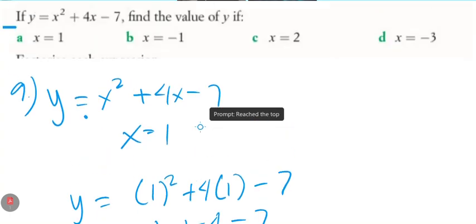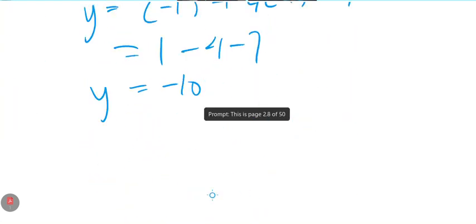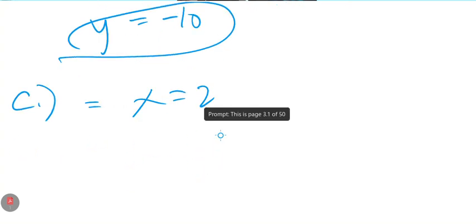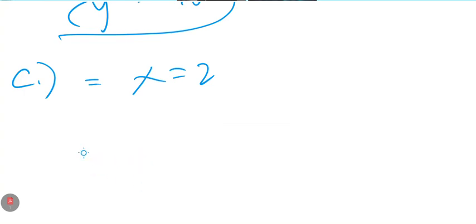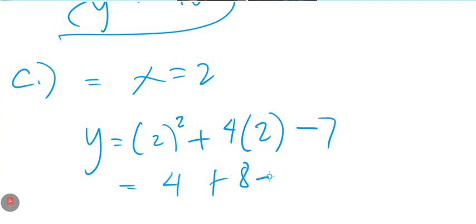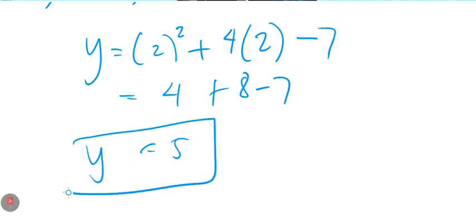Now, moving on to c, we have x equals 2. So we have y equals 2 squared plus 4 times 2 minus 7. That's going to give us 4 plus 8 minus 7, which equals 5. So y equals 5.